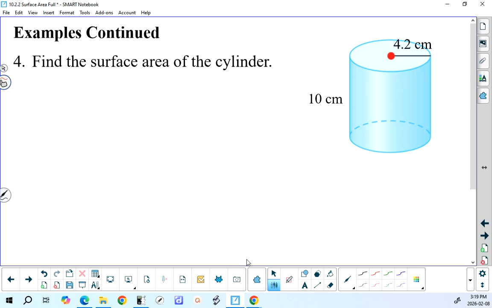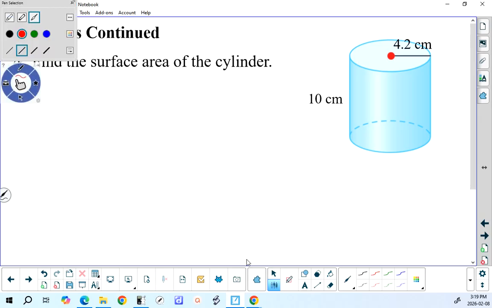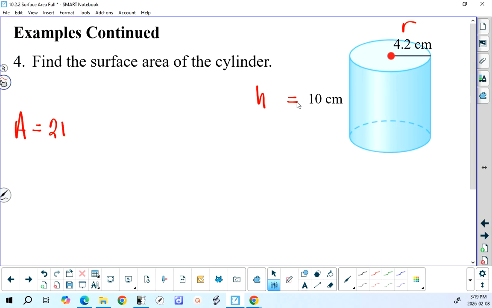This is child's play because you have the formula and you have all of the information. This is the height, and this is the radius. That's it. Well, I mean, that's not it. We've got to use our calculator. We've got to write a few things down. 2 pi r squared plus 2 pi rh. And we put the numbers in.